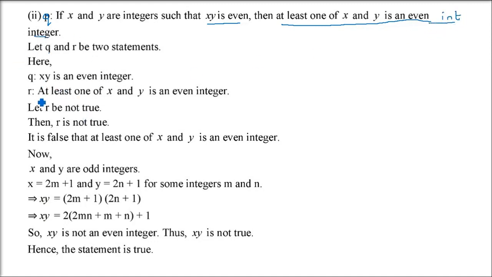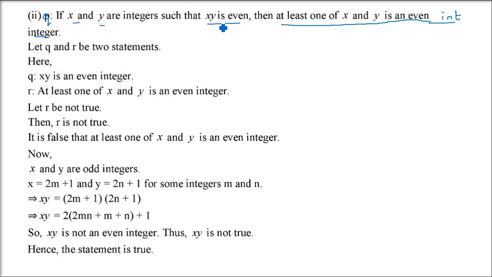So this is the first statement: q is "xy is an even integer", and r is "at least one of x and y is an even integer." I'll tell you about both the methods we can use. I'll show you both the methods.